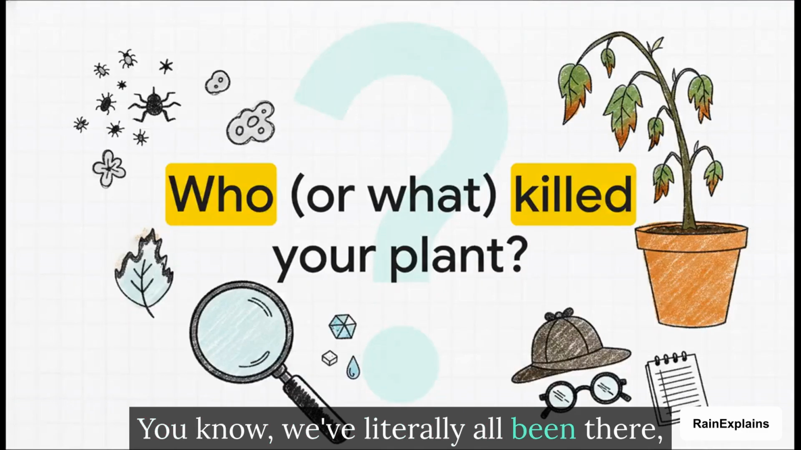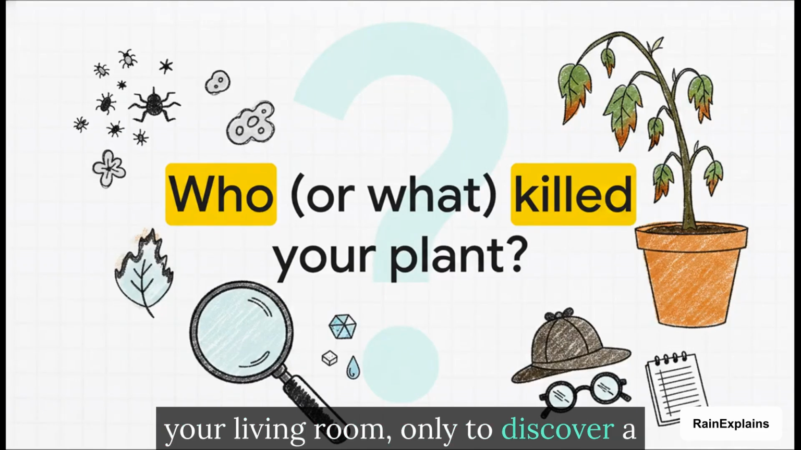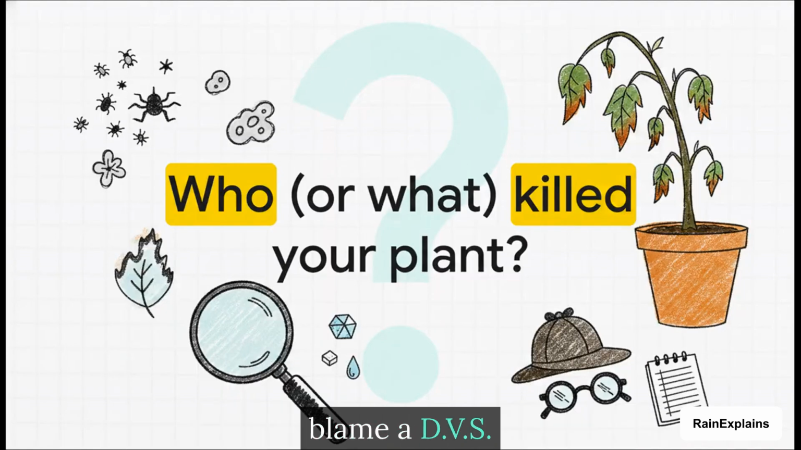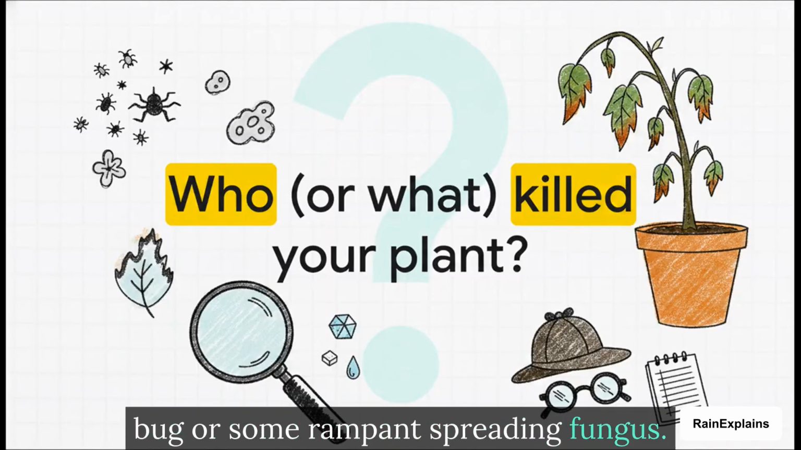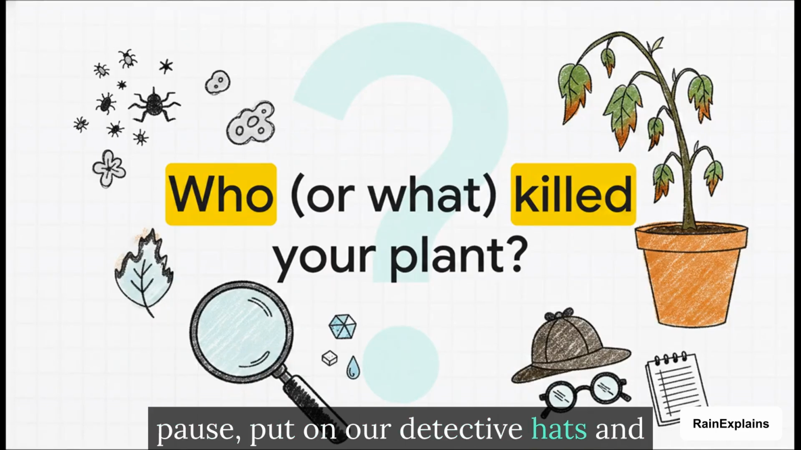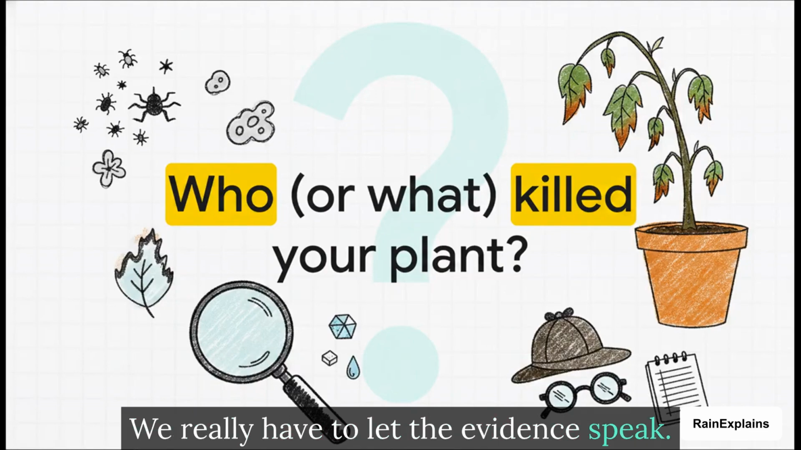We've literally all been there, right? You walk outside, or maybe just into your living room, only to discover a withered, dying plant. And our immediate instinct is usually to blame a devious bug or some rampant spreading fungus. But before you do that, we need to pause, put on our detective hats, and examine the clues. We can't just guess here. We really have to let the evidence speak.